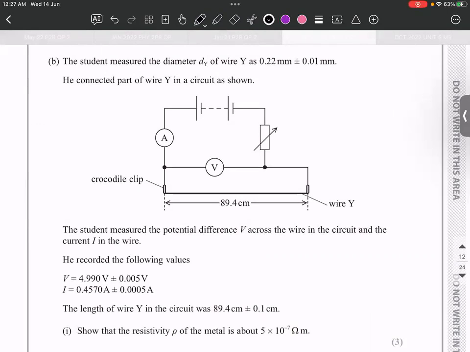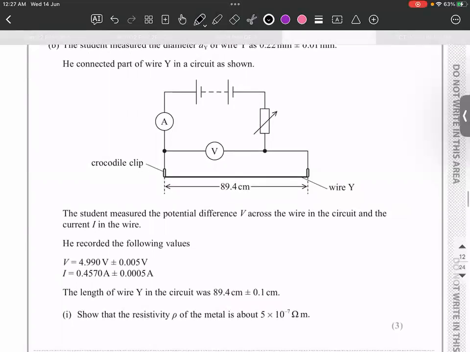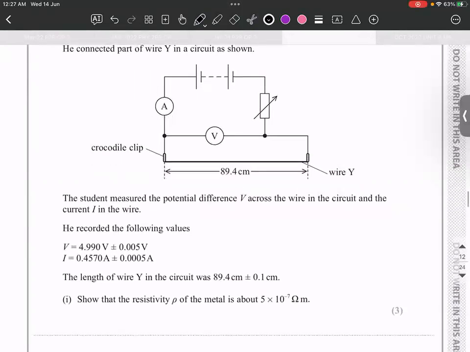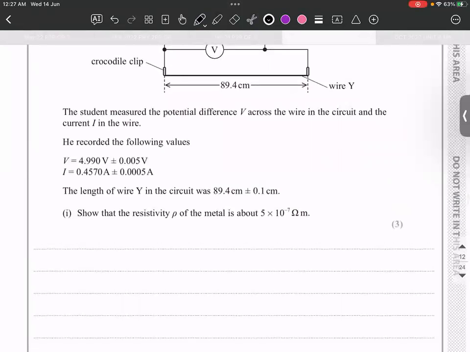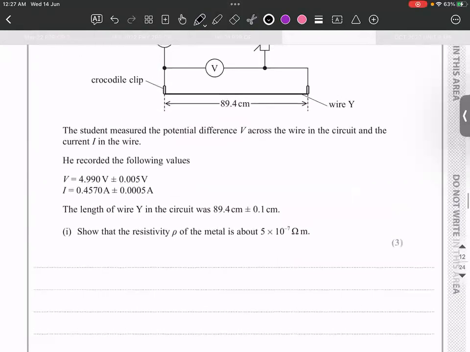The student measured the diameter dy of wire Y as 0.22 mm plus or minus 0.01 mm. He connected a part of wire Y in a circuit as shown. You can see an ammeter, a voltmeter, a variable resistor, energy source, crocodile clip, wire Y whose length is 89.4, correct? The student measured the potential difference V across the wire in the circuit and the current in the wire. He recorded the following values. The voltage in this voltmeter is 4.990 volt plus or minus 0.05 volt.